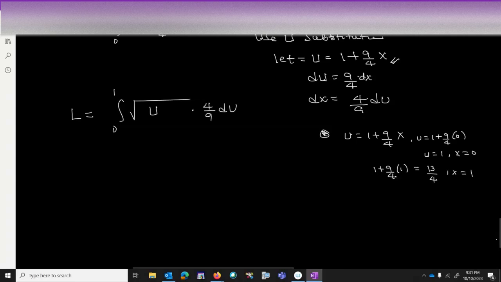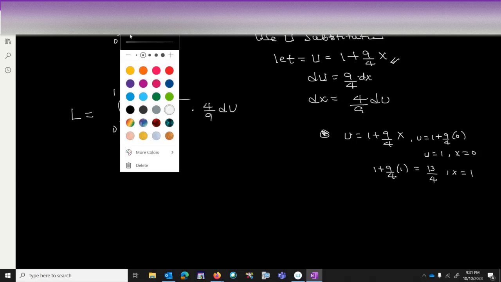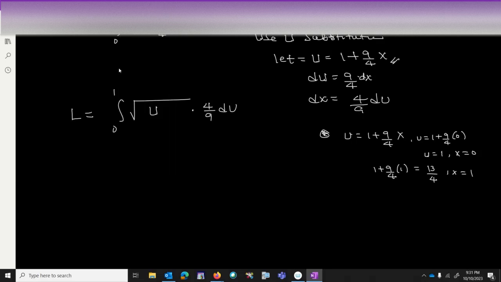Okay, so now I have two new limits. The two limits are the following: 13 over 4 and the 1. So I can write this one again like this.